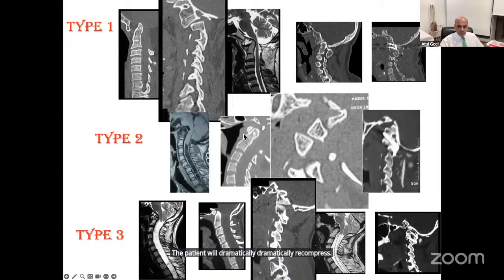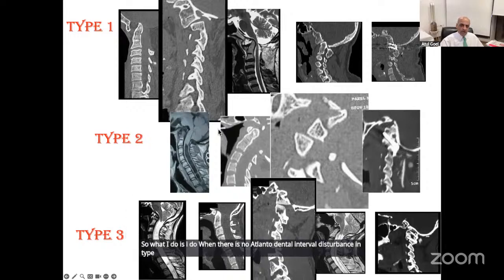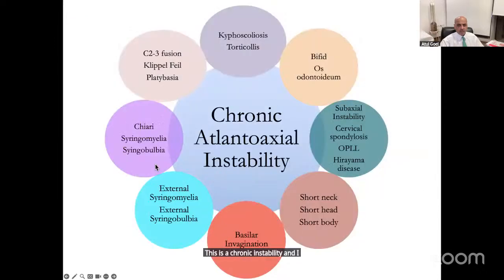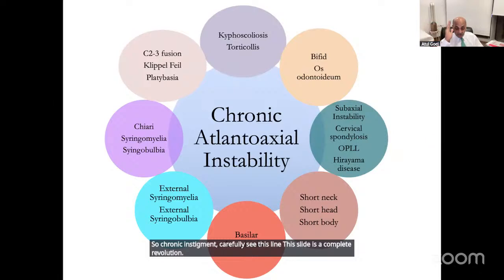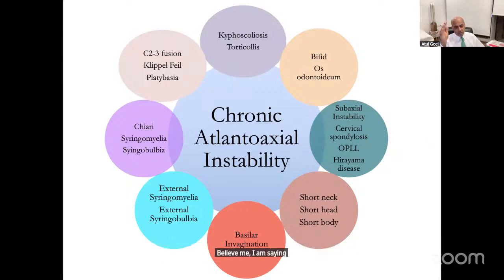So what I do is, when there is no atlantodental interval disturbance in type 2 and type 3, I like to call these two clinical entities as central or axial atlantoaxial instability. This is a chronic instability, and I will like to show you several cases. So chronic instability, carefully see this slide. This slide is a complete revolution. Believe me, I am saying on the basis of my experience that this slide is a revolution.